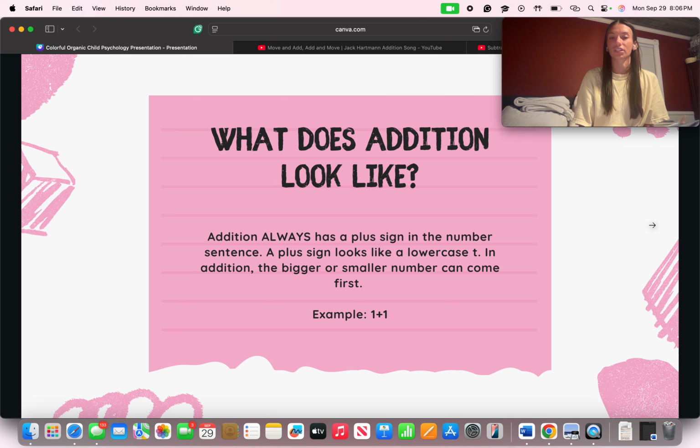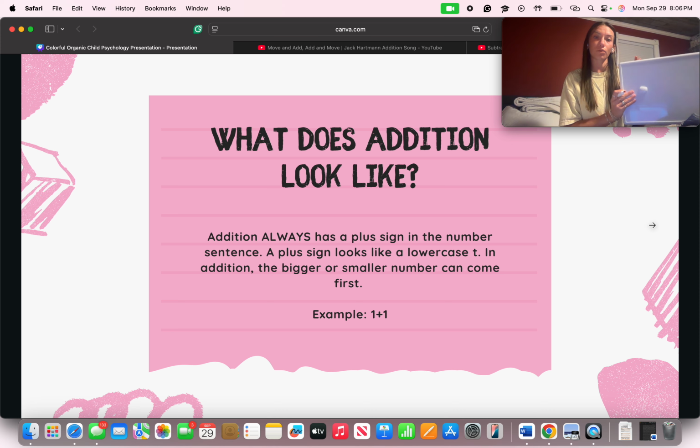What does addition look like? Addition always has a plus sign in the number sentence. A plus sign looks like a lowercase t. In addition, the bigger or the smaller number can come first. So, for example, when we're adding, our number sentence can look like 5 plus 1, or it can look like 1 plus 5. Again, in addition, the bigger number can come first, or the smaller number can come first.